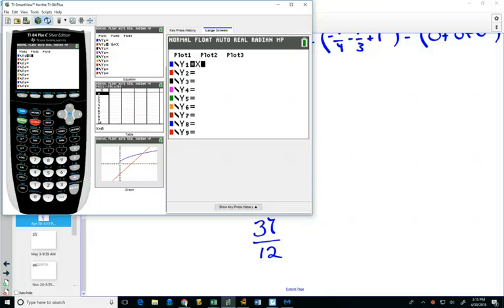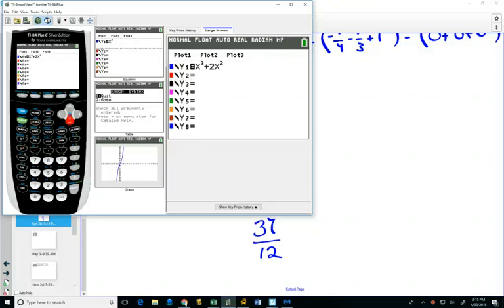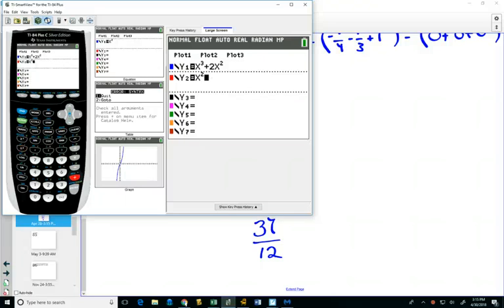So our first equation was x cubed plus 2x squared, is that right? Oh, yeah. Something like that's not quite good enough. X cubed and then plus 3x squared is x squared plus 2x squared.